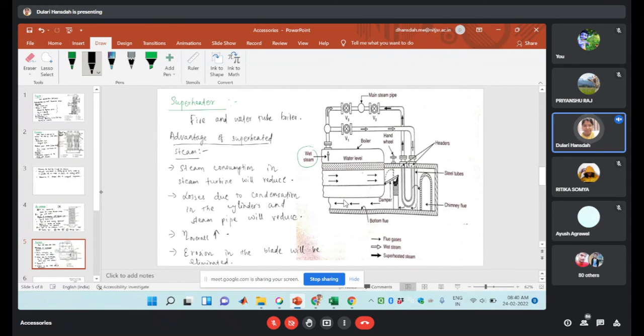So superheaters are located in the path of your furnace gases, so that the heat available from the furnace, which is the waste heat, will be utilized in the superheater. So this is the diagram for the superheater. This superheater name is your Sturgeon's superheater.